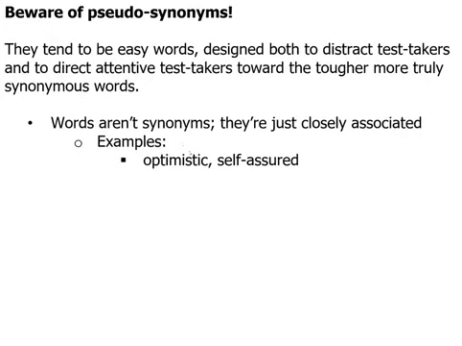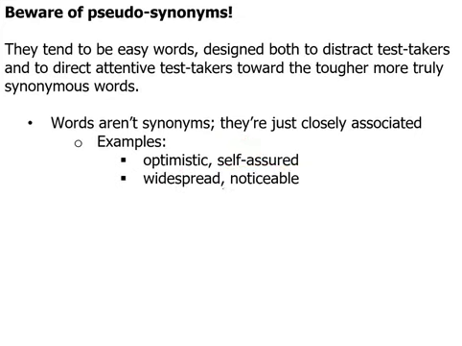Optimistic and self-assured. Optimistic means hopeful about the future. Self-assured means confident in one's own ability. Well, you can be self-assured that you're going to be able to face a bad future you anticipate. So it's possible to be self-assured without being optimistic.